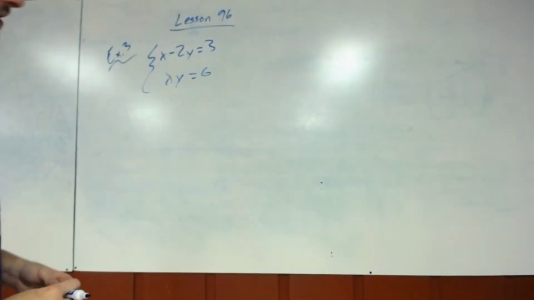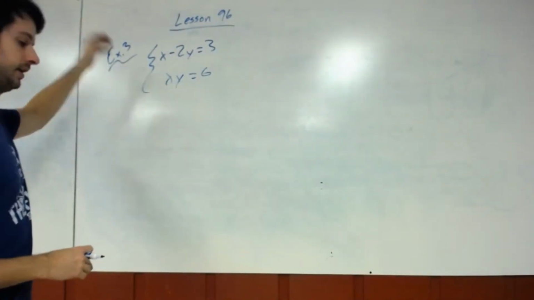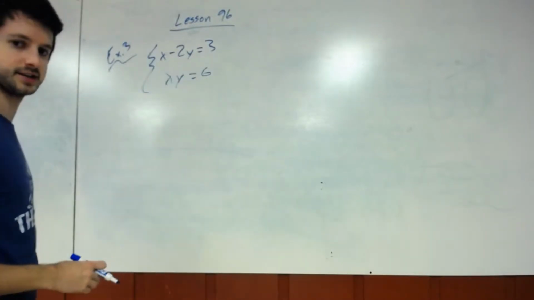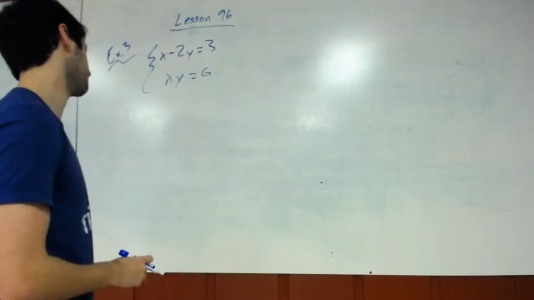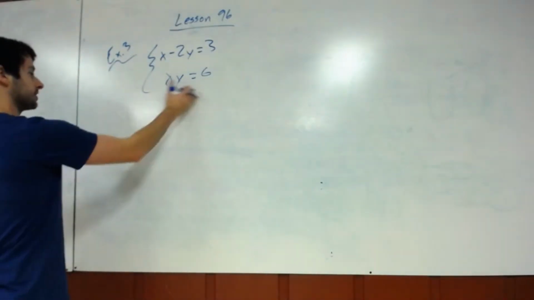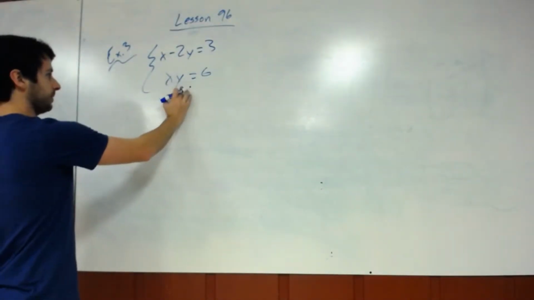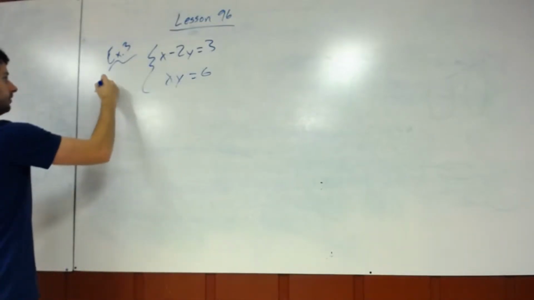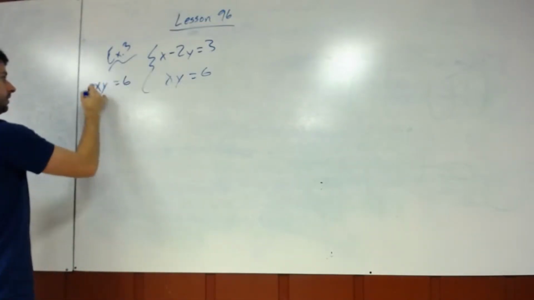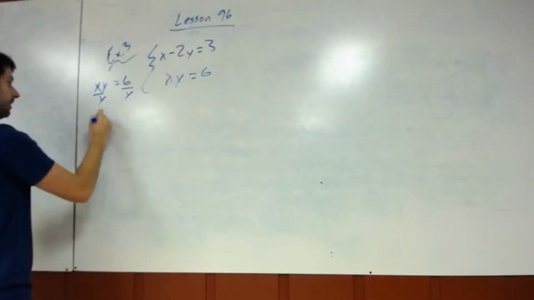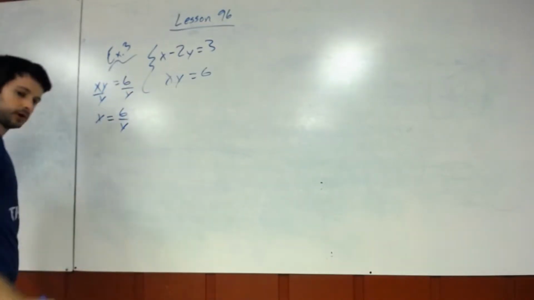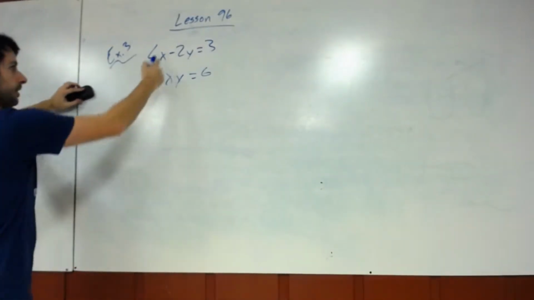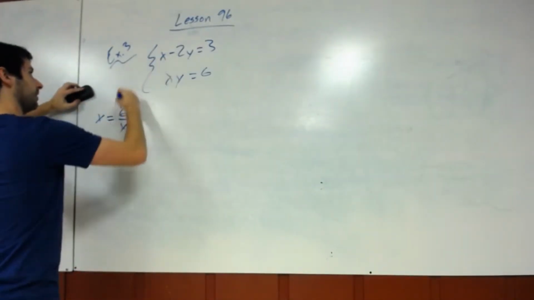Continuing lesson 96, we're going to look at example 3, just an expansion of what we did in the last lesson on nonlinear systems of equations. We want to do the same thing. Let's go ahead and get x by itself in the bottom so we can do substitution. So x times y equals 6, divide by y, so x equals 6 over y. So we plug that in up here.